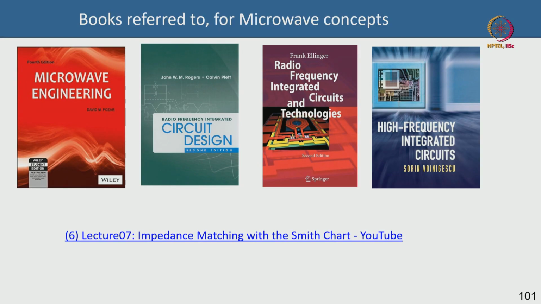These are some of the books that I referred to for this discussion on passives, on the Smith chart, on microwave networks, and you can see that there is a link here to YouTube from which I took reference for discussing the Smith chart, among other things. I have also taken help from these books for some of the Smith chart material.